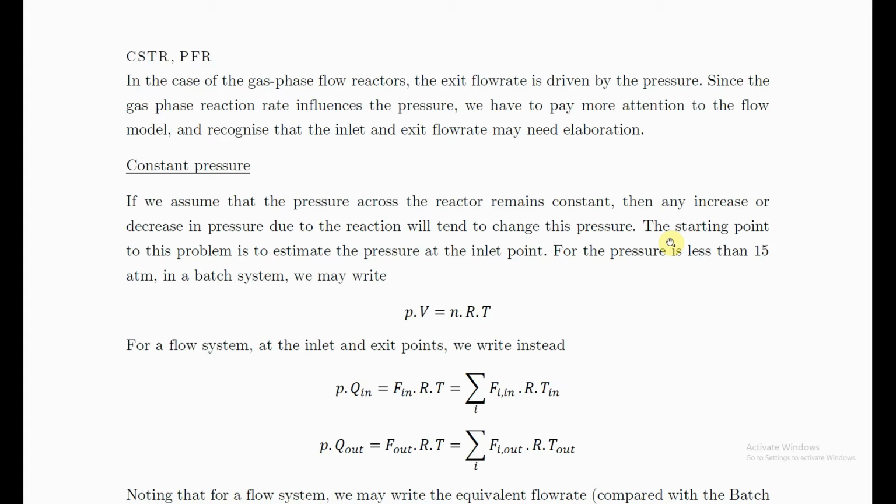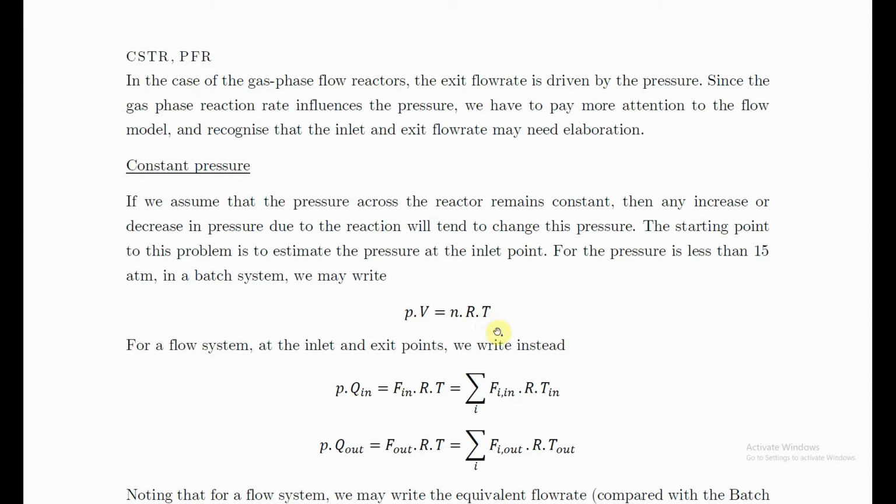And as a starting point, let's first talk about how we can relate pressure to number of moles. And of course, we would use the equation of state for that. So from thermodynamics, we know that if your pressure is less than 15 atmospheres, then we can write PV equals nRT, right?